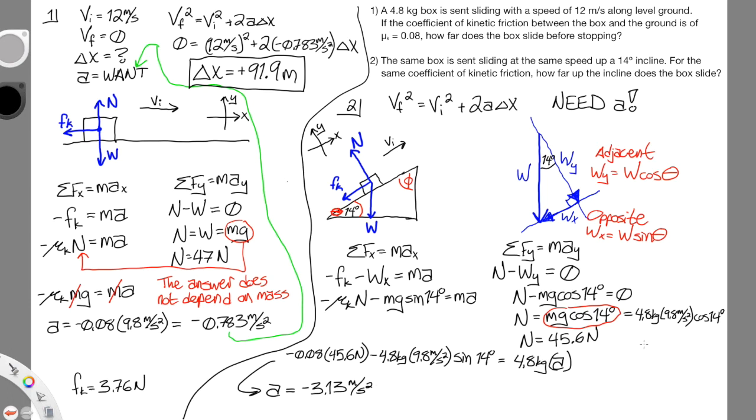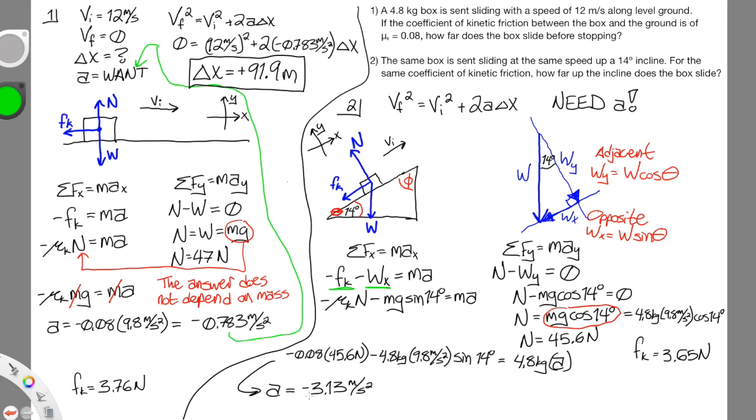This time our force of kinetic friction is 3.65 newtons. So we actually have a slightly smaller force of friction, but we get a bigger acceleration because now it's not just the friction slowing this box down. Now we have the x component of the weight helping the friction to slow the box down.